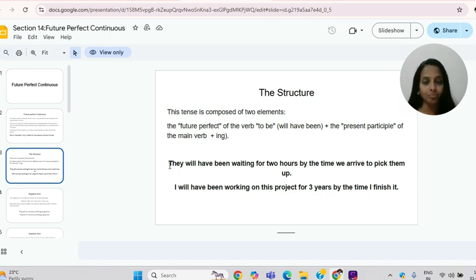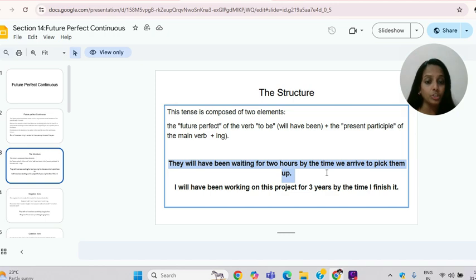Here is an example. They will have been waiting for 2 hours by the time we arrive to pick them up. So here, the future perfect of the verb, will have been, plus the present participle of the main verb plus ing, waiting. I will have been working on this project for 3 years by the time I finish it. The same applies here, right?